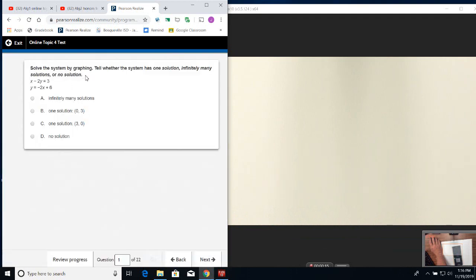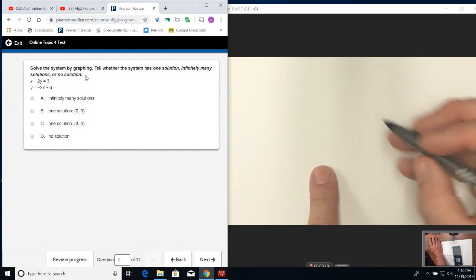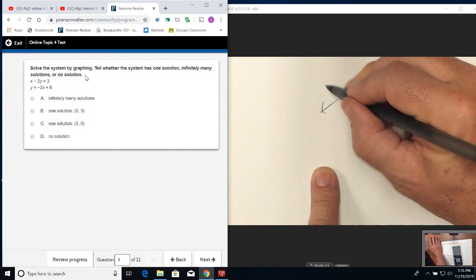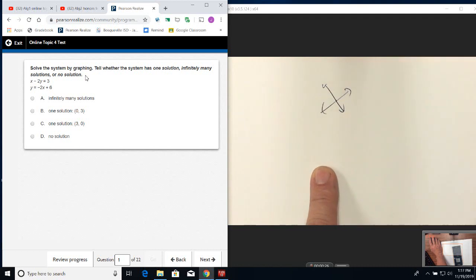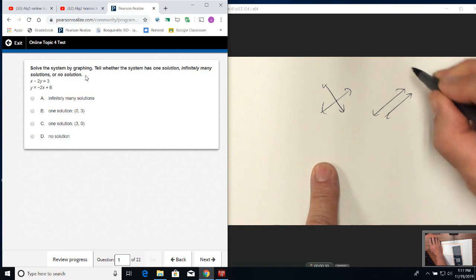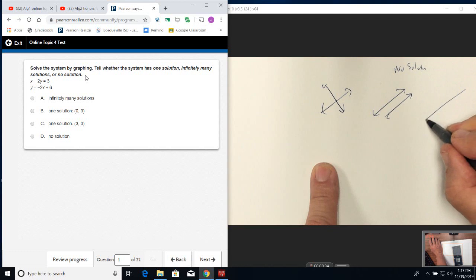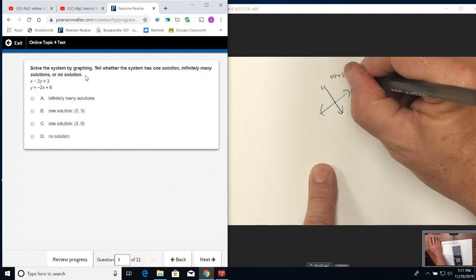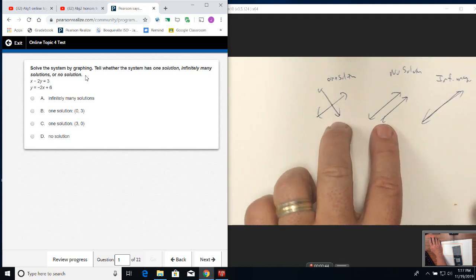It says solve the system by graphing. Tell whether the system has one solution, no solution, or infinitely many. Well, remember, if I graph this equation, and I graph the second equation, and if they cross at one point, that's one solution. If they are parallel, that means no solutions. And if I graph one and the other one falls right on top of it, it means what? Infinitely many solutions. So this would be one solution, right? Or no solutions or infinitely many.